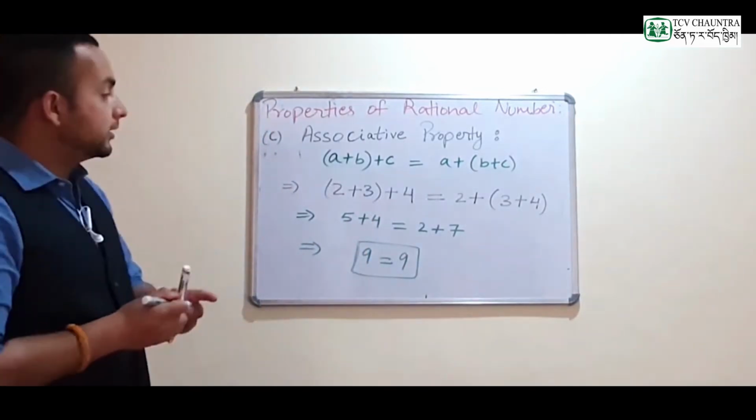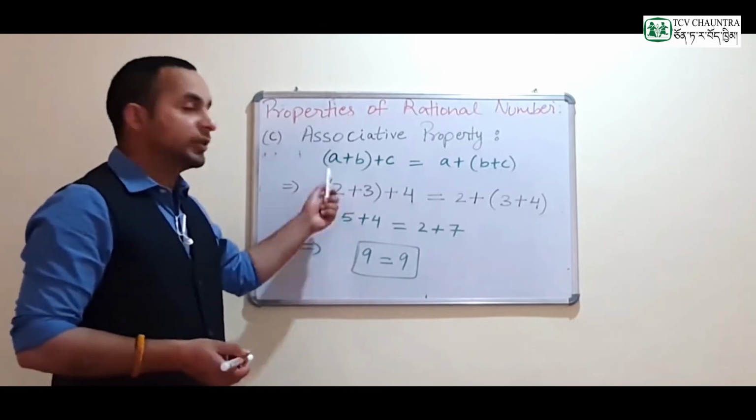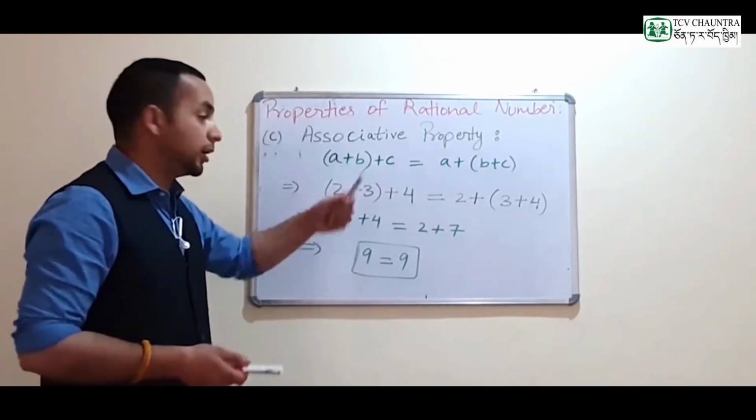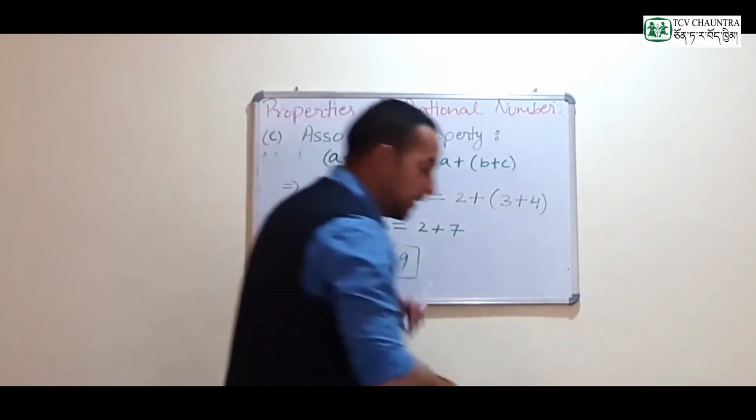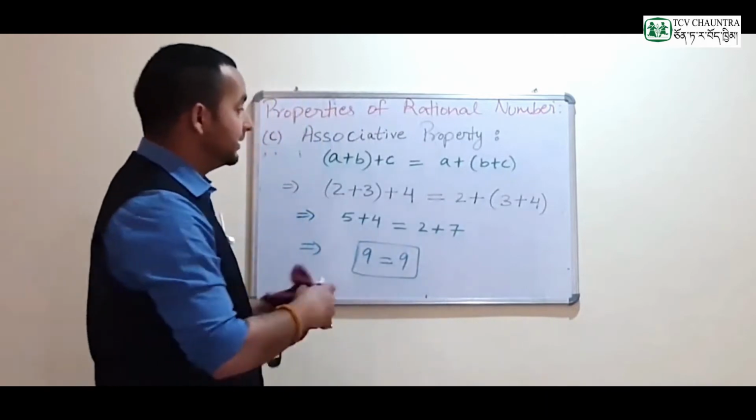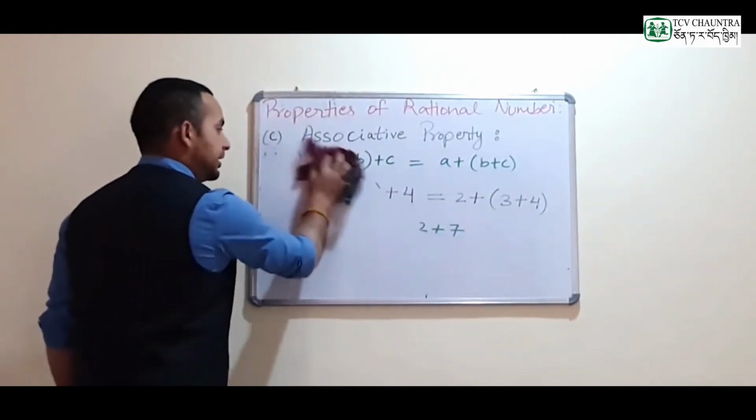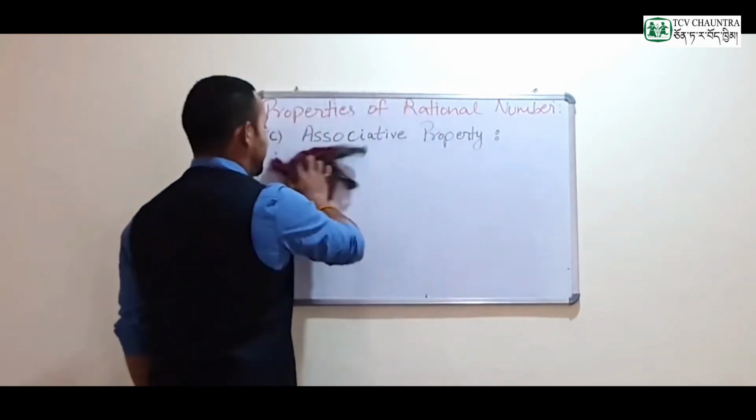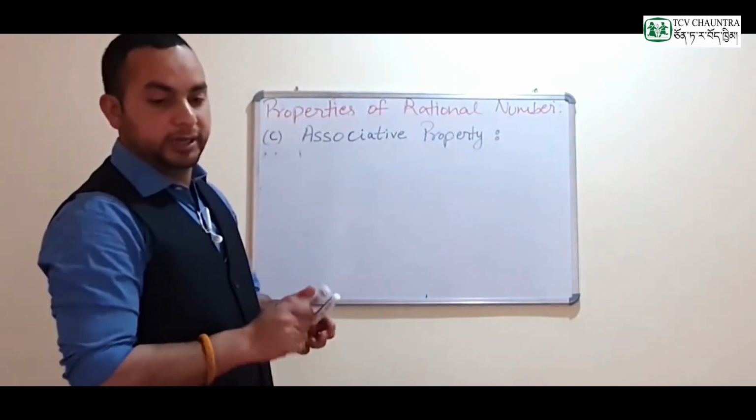We had learned this in a previous year. In class 7 we already discussed associative property in the form of integers. But now we are going to learn associative property in the form of rational numbers, on the basis of the 4 operations, right?